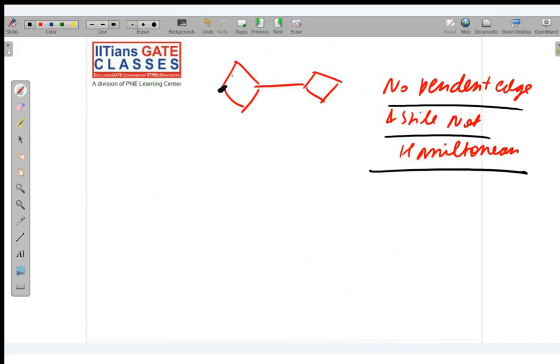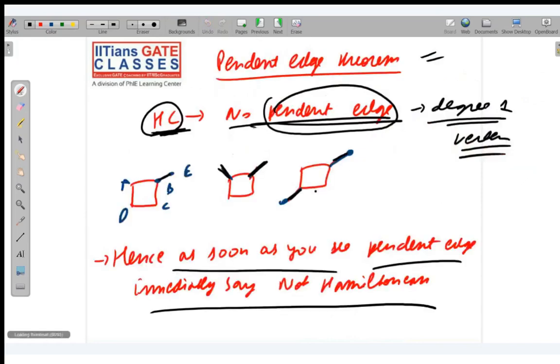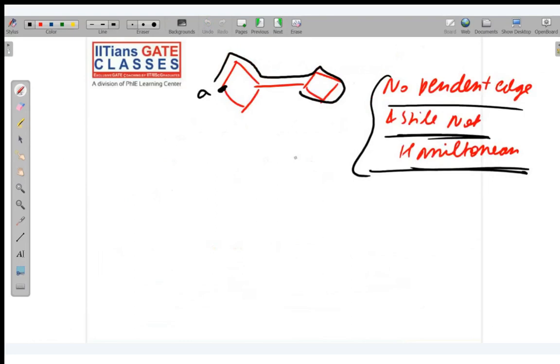So start from A. Okay, so you go here. Now you have to come back, but there is no way out. So there is no pendant edge and still it is not Hamiltonian. So this is a one-way theorem. That means Hamiltonian circuit implies no pendant edge. So if a graph is Hamiltonian, there is no pendant edge. But the converse is not true. That if there is no pendant edge, you will say the graph is Hamiltonian. No. Okay, this is the example.